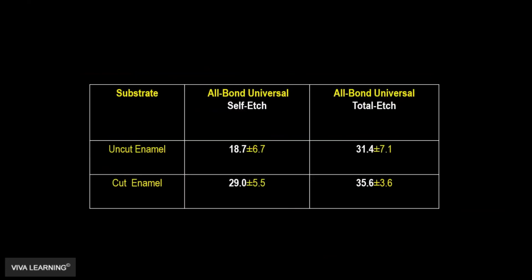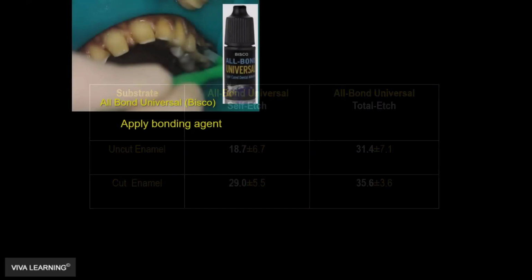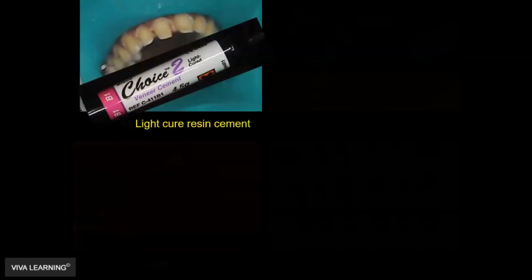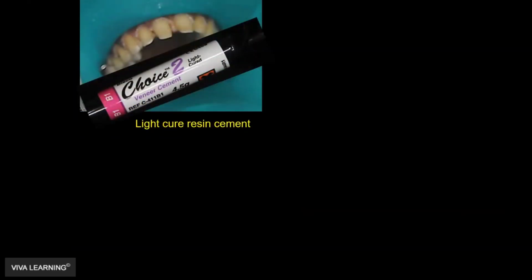Can't stress that enough. And you have high bond strengths, 35 megapascals of bond strength with a total etch technique on cut enamel, very high bond strengths. So we apply it, we evaporate the solvent, we light cure. We're going to put our Choice 2, we're going to put it right onto the teeth.